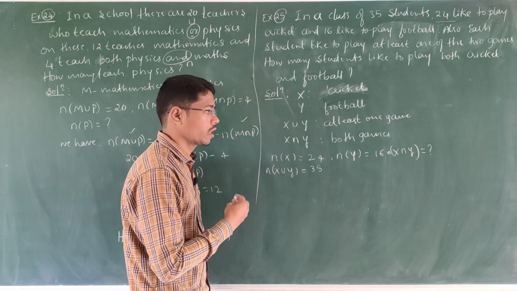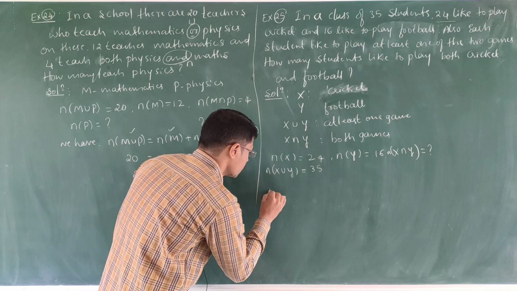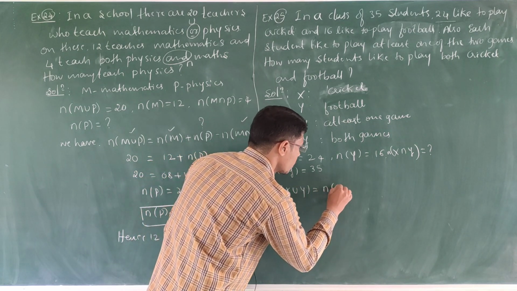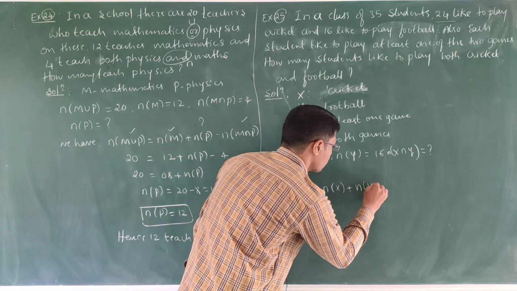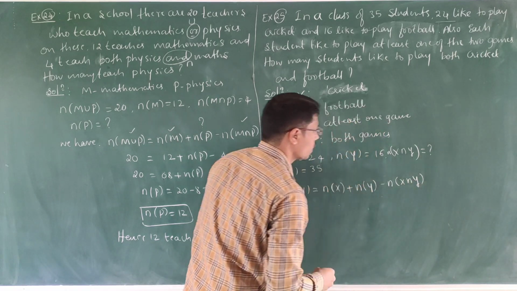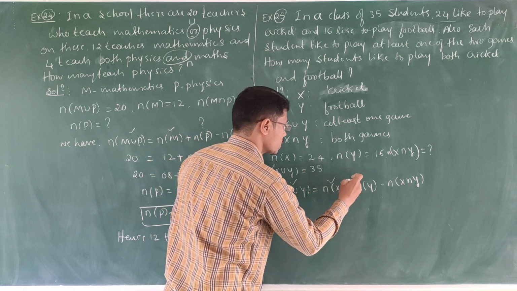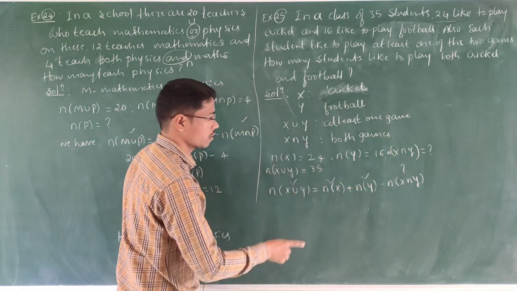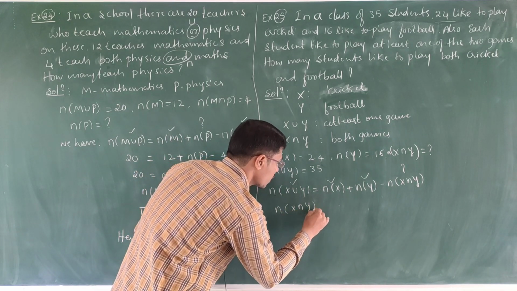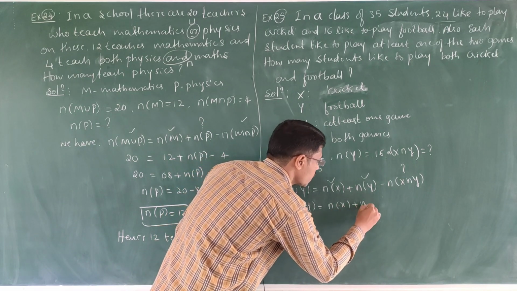We got three quantities, only one is unknown. Use the formula, that is n(X union Y) is equal to n(X) plus n(Y) minus n(X intersection Y). So we need n(X intersection Y). These are the known quantities, the last one is the unknown quantity. n(X intersection Y) is equal to n(X) plus n(Y).